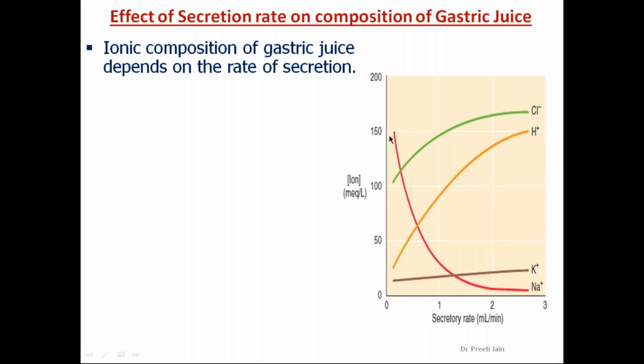As the secretion rate increases, the concentration of sodium ion goes on decreasing in the gastric juice. Potassium ion by and large remains at a higher level as compared to plasma, and chloride ion, you can see, is the chief anion present in the gastric juice. Irrespective of what the secretory rate is, its concentration remains high.